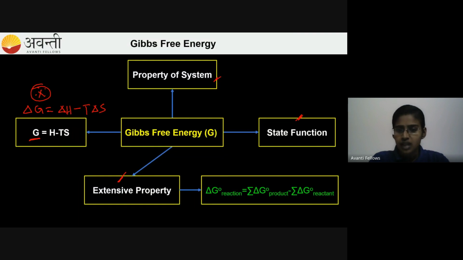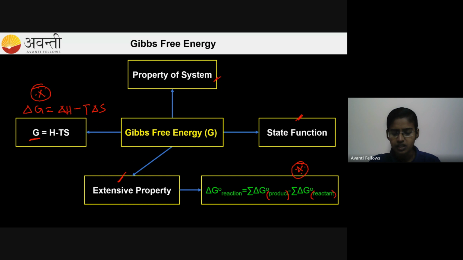And coming to the last relation, to find the delta G naught of a reaction, that is the standard Gibbs free energy change of the reaction, it can be calculated using the summation of delta G naught of products minus the summation of delta G naught of reactants. Same as in the case of entropy: product minus reactant. Very important. Only in this thermochemistry part, we will have this kind of relation.